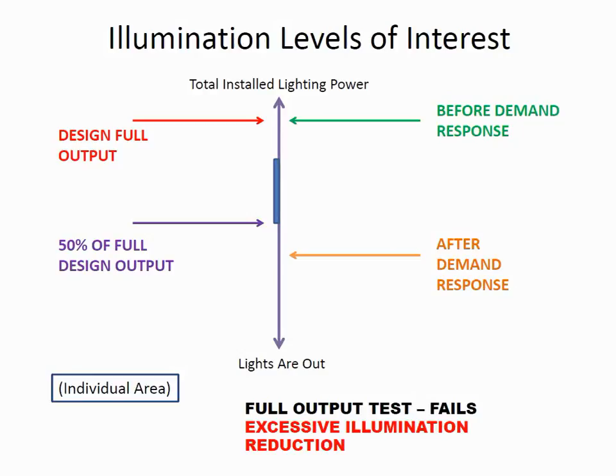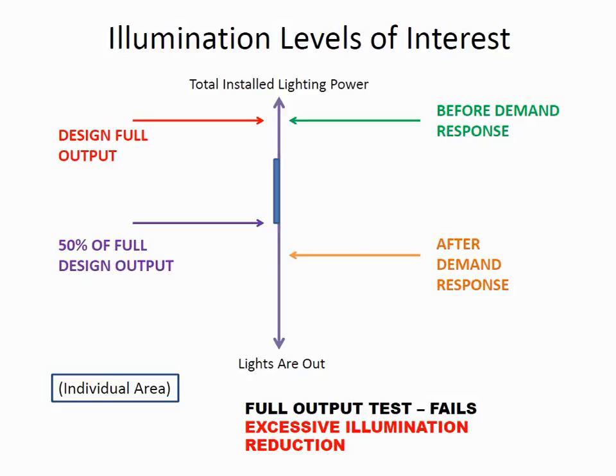under test for a full output test where you have a failure because you are not allowed to reduce the lighting, illumination, or power, which are used interchangeably for demand response testing. You're not allowed to drop below half of the full design output, or design full output, okay? Because the CEC says that's making the area too dark.